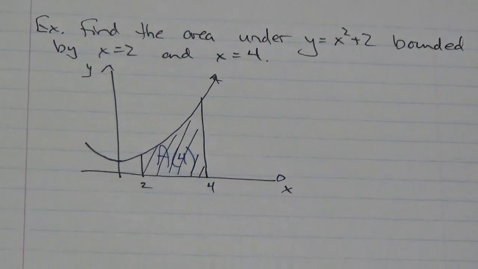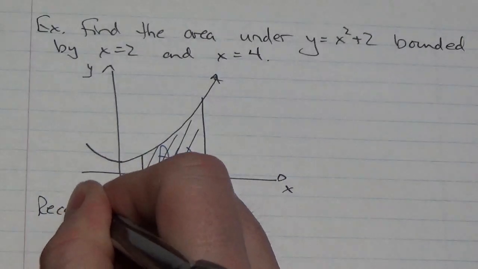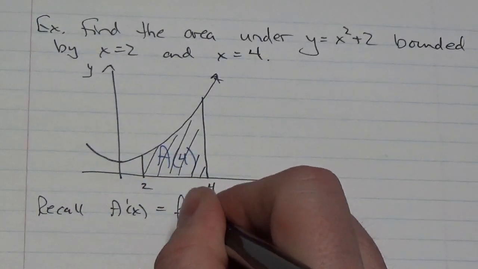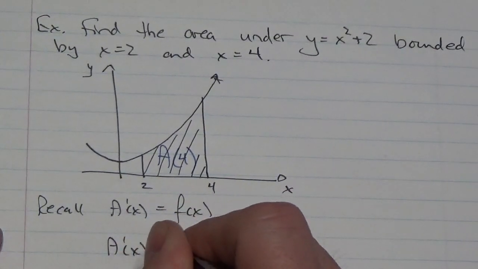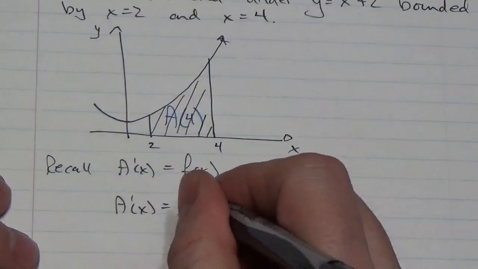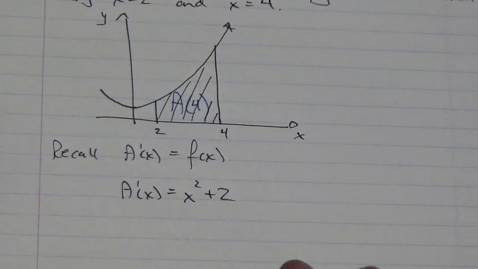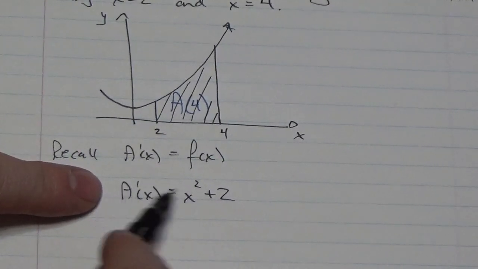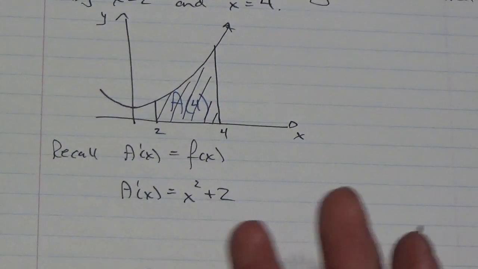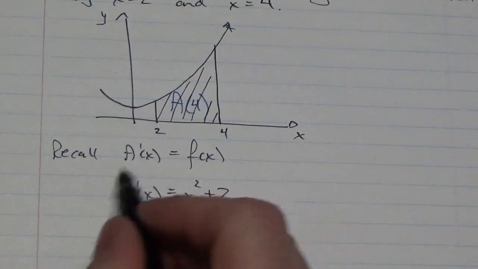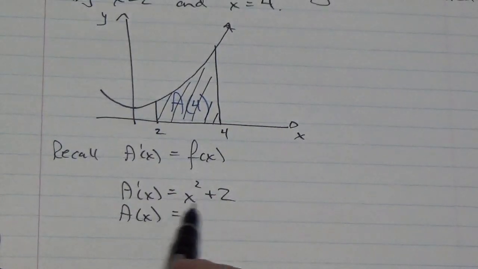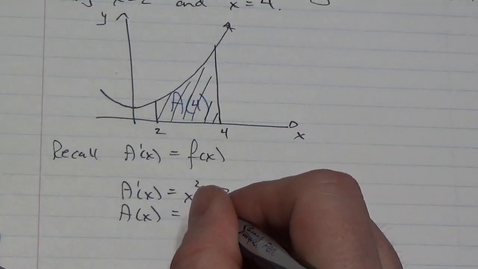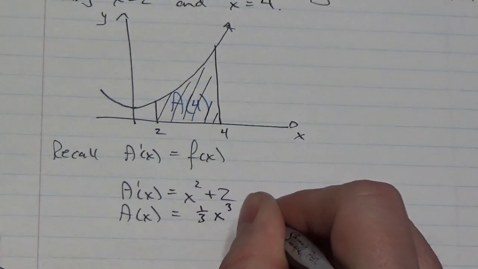Now, we just noticed that the derivative of the area function, so recall that the derivative of the area function is equal to the function that we're finding the area under. Now, what that means in this particular case right here is that the derivative of our area function is going to equal x squared plus 2. Now, this means that if we take the antiderivative of both sides here, okay, we are going to get the area function. Because the antiderivative of A primed is simply going to be A of x. The antiderivative of x squared plus 2 is going to be 1/3 x cubed plus 2x.